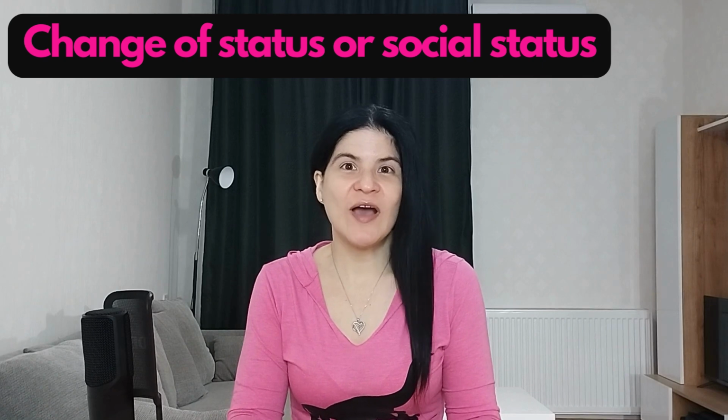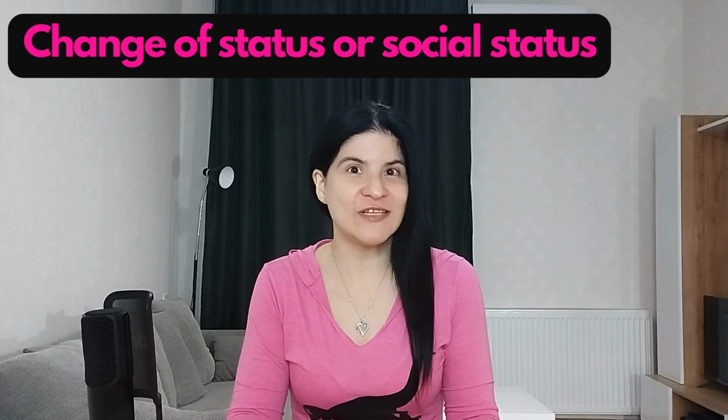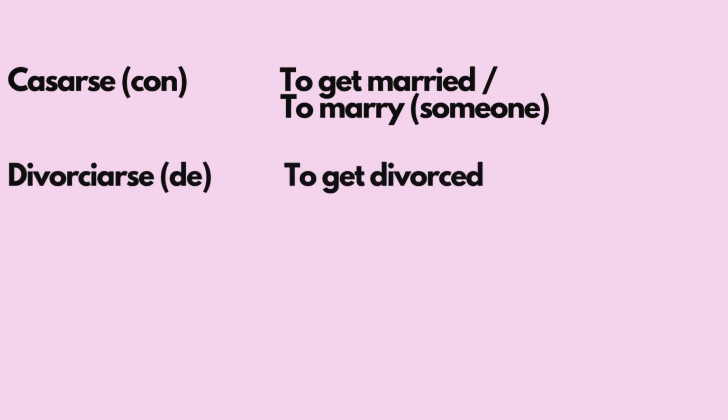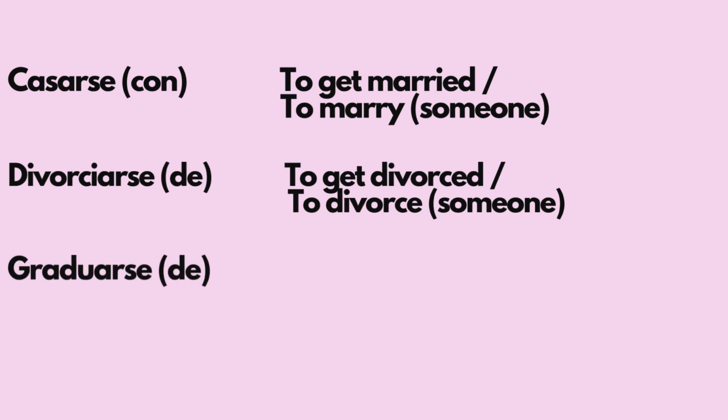Our next category belongs to the verbs that show a change of status or social status. Once more, here it's important to pay attention to the prepositions that we must use with these verbs. For example, casarse con, to get married, to marry someone. Divorciarse de, to get divorced, to divorce someone. Graduarse de, to graduate from.